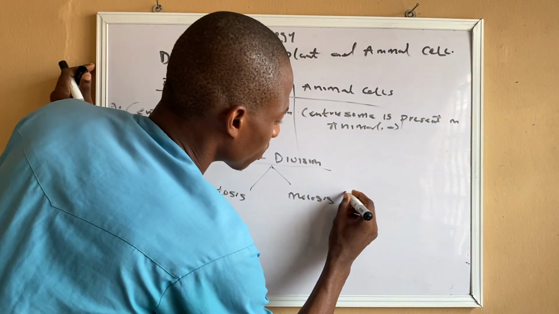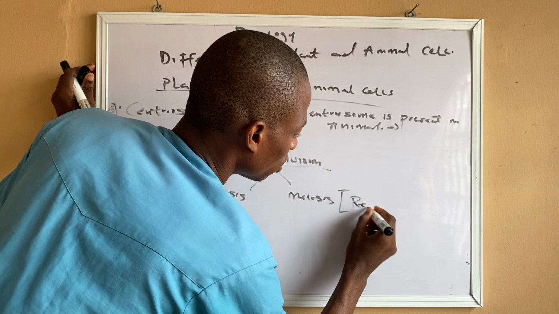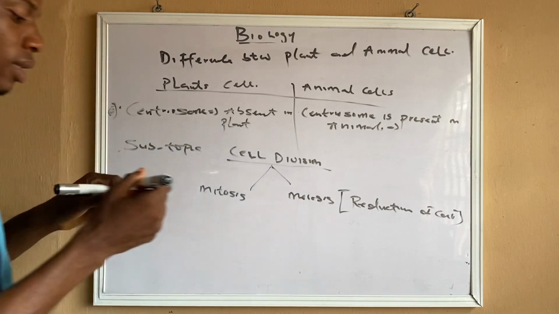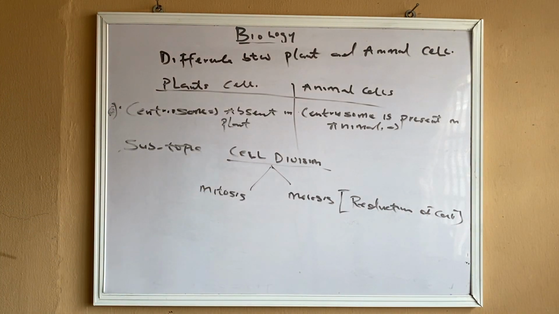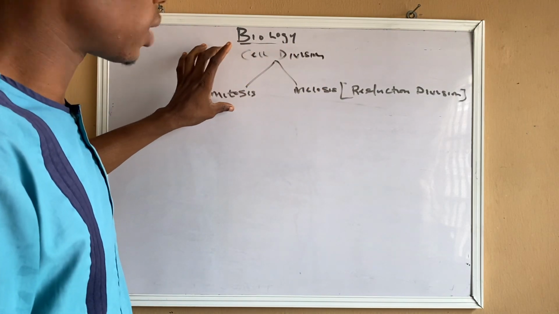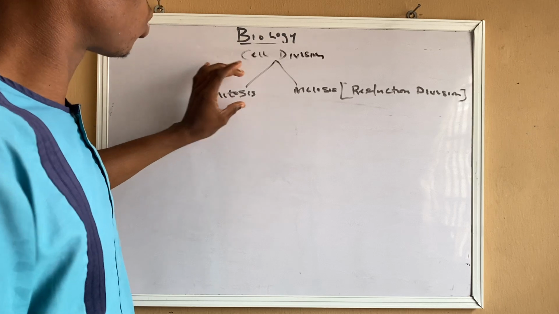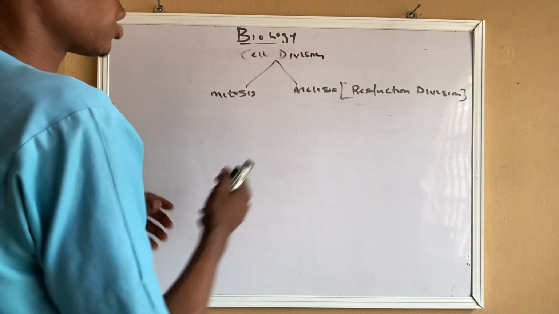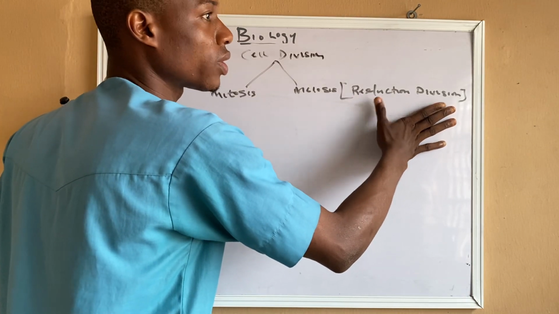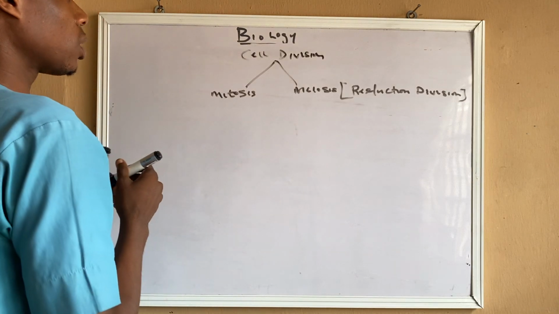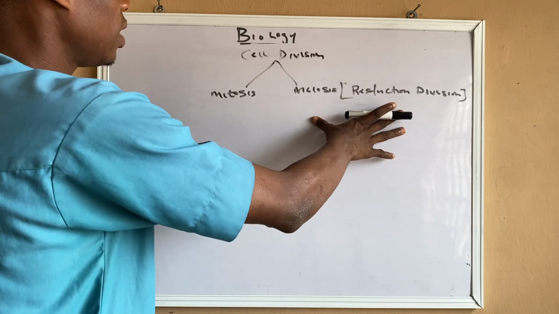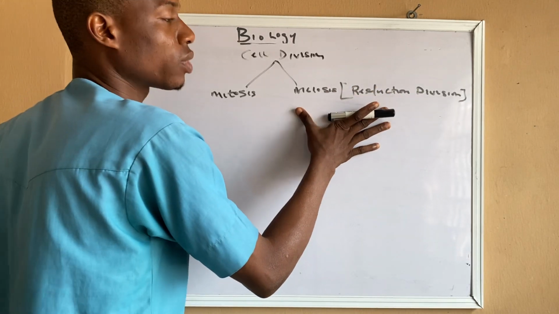So what is now? Let me now say mitosis. Reduction of cells. Yes, reduction of cells. So the cell division that we talked about is divided into the mitosis and meiosis. Now let's begin with the meiosis. We said the meiosis is the reduction division, or the reduction of the cells, right? Their processes are different. The mitosis has its own process, the meiosis has its own process.